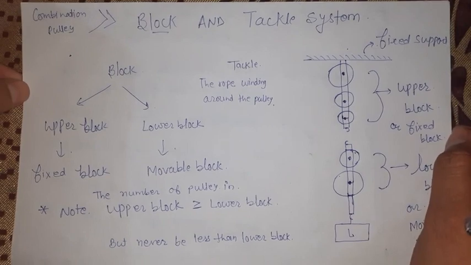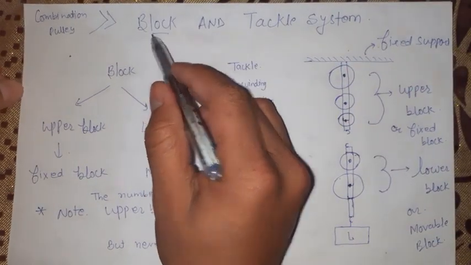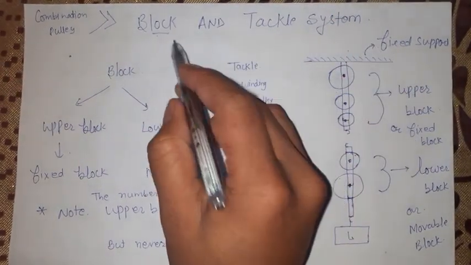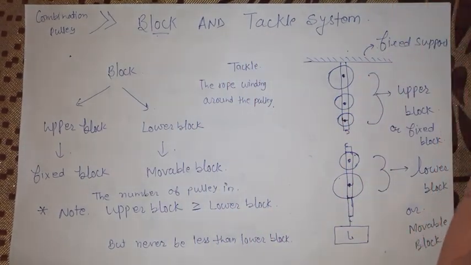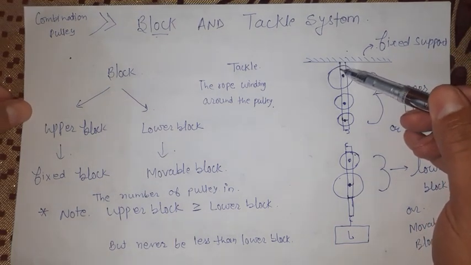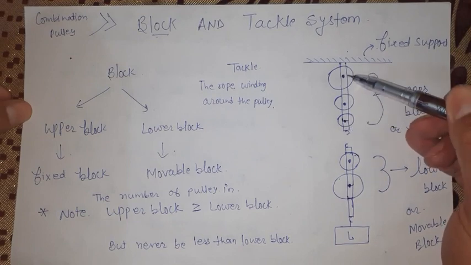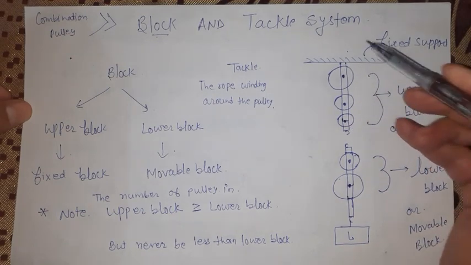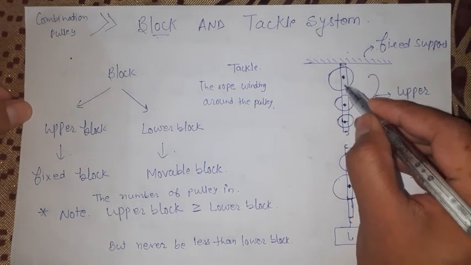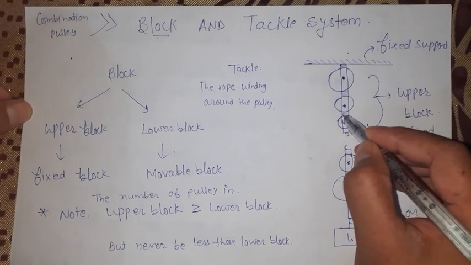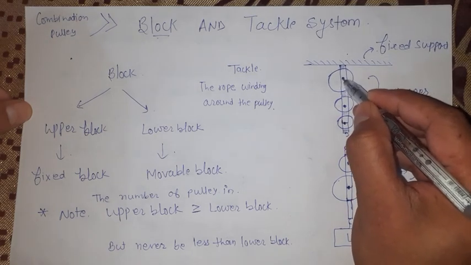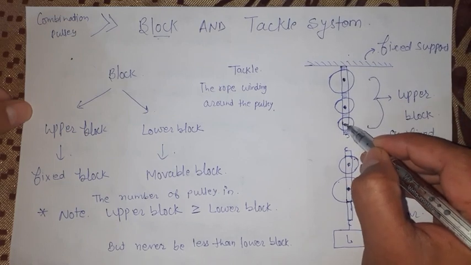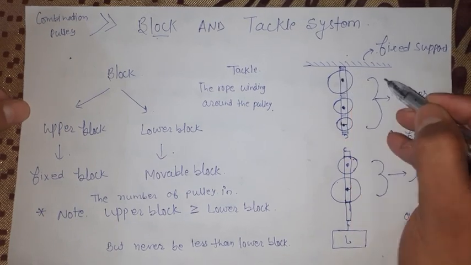So what is a block? We already did that definition earlier. A block is the structure which holds the pulleys, in which the pulleys are placed. Here you will find this rectangular piece which I have shown in this diagram. This is the block. These pulleys can easily rotate on their axis.